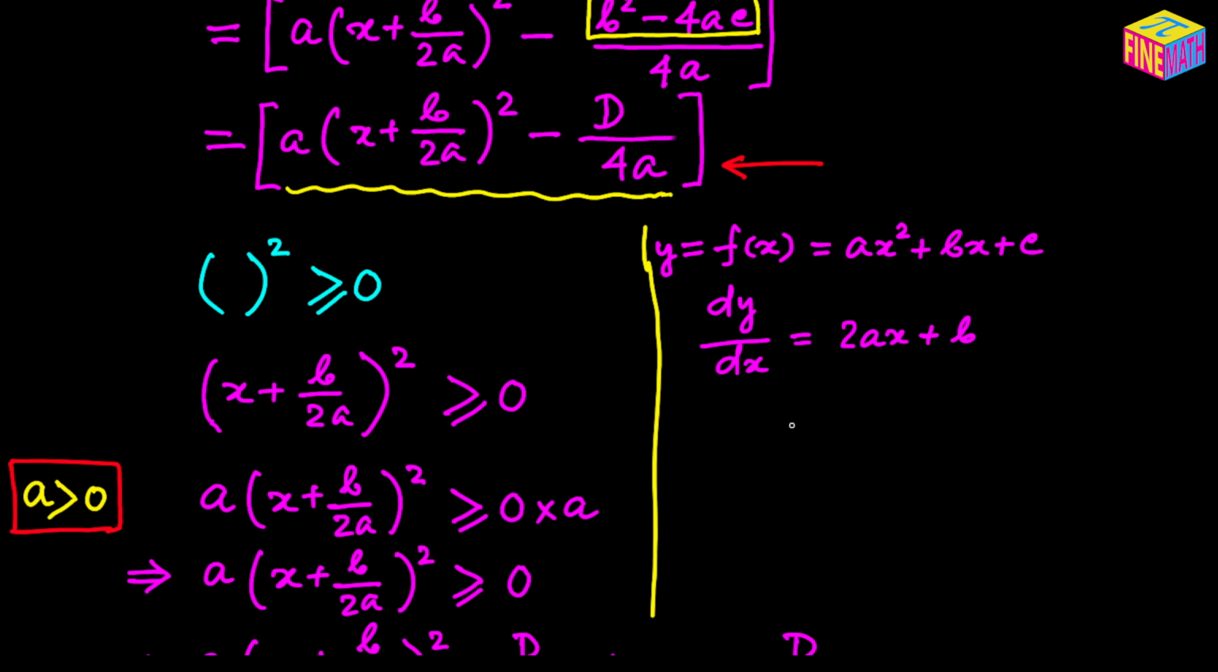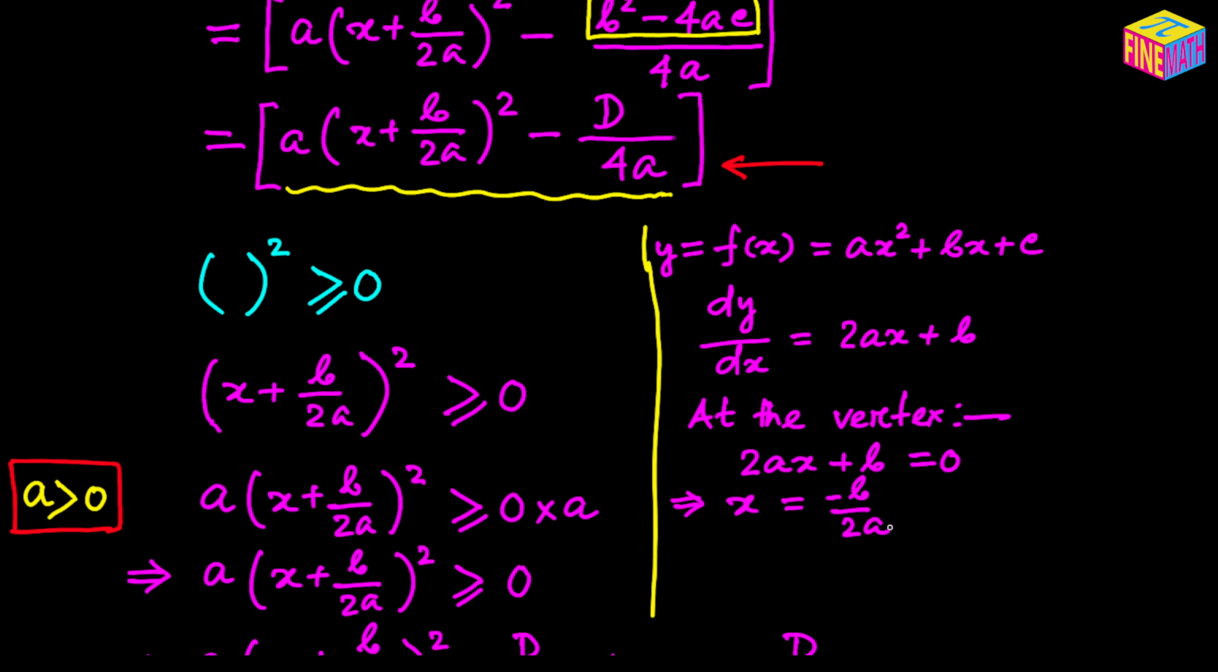And now if we are talking about the vertex of the parabola, we are talking about a point where the tangent at the vertex will be horizontal, meaning the slope will be 0. That means this will be 0. So we can say at the vertex, 2ax plus b is equal to 0. This is the slope of the tangent at the vertex. From here we can say that x is equal to negative b by 2a.